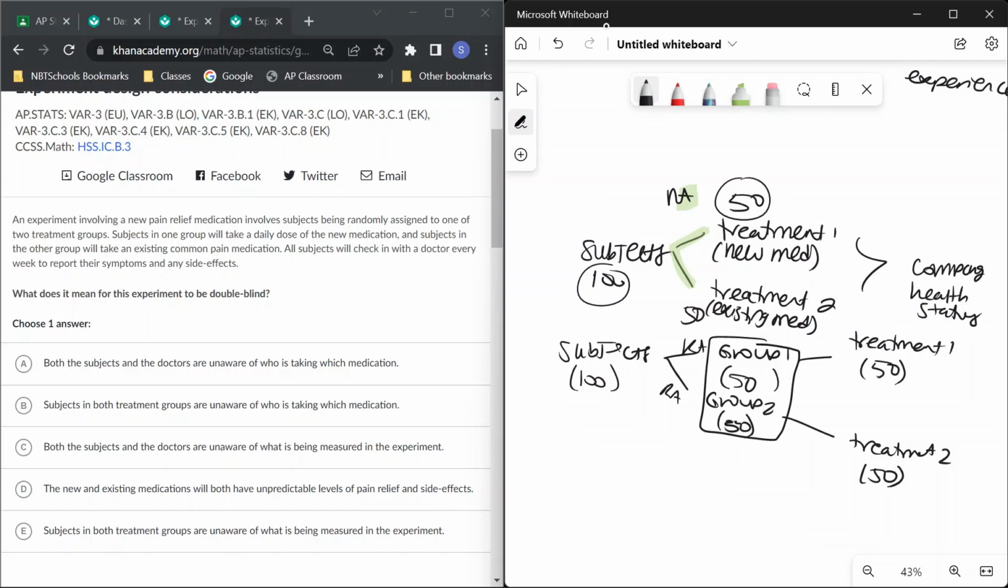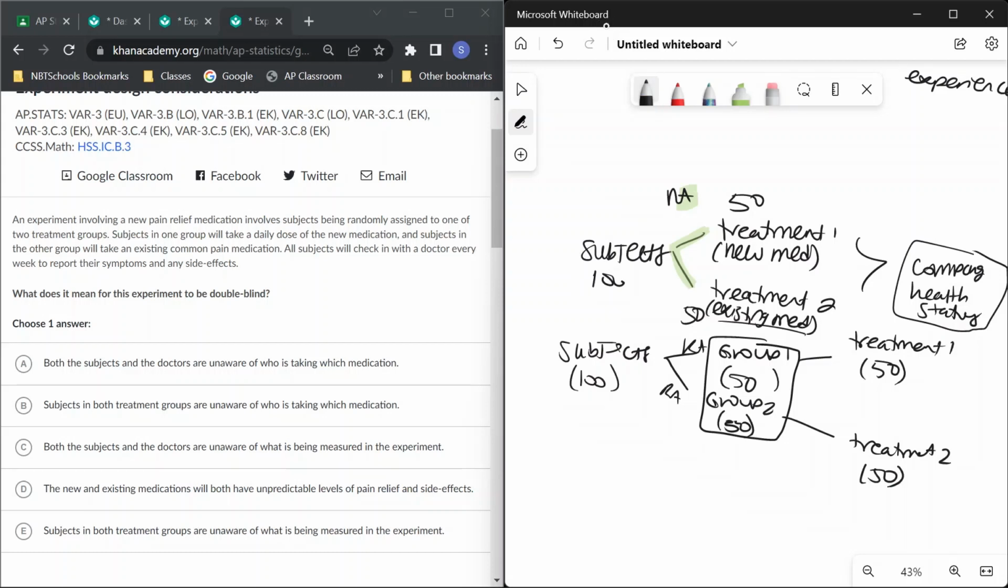Then let's say the 50 people who took the new medication are saying that they experienced no side effects and no symptoms, while the 50 people who took the existing medication did experience side effects and symptoms more than the 50 people in treatment 1 or in group 1. Then you can conclude right here that people who took treatment 1 had better health status than people who took treatment 2.